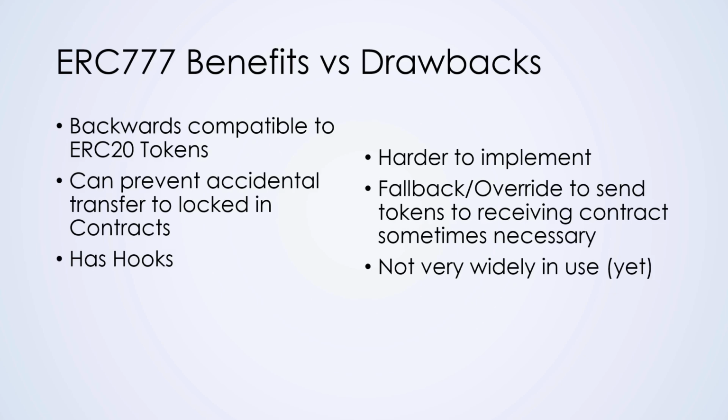And that's the most important thing. It can prevent accidental transfers so that the tokens are locked in other contracts, because that has caused millions in damages already, where people accidentally sent tokens to their online wallet and the online wallet couldn't even interact with a smart contract. And then that's it. Tokens are locked in. And it has hooks. So you can interact with other smart contracts from that smart contract and basically call other smart contracts once a token is transferred.